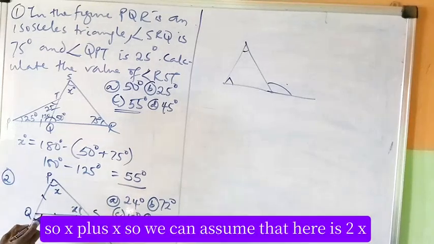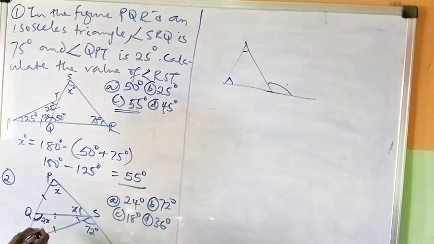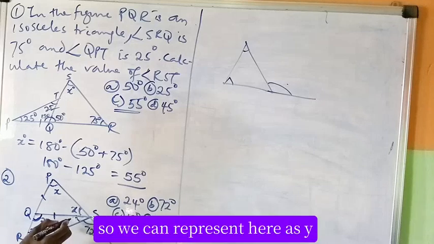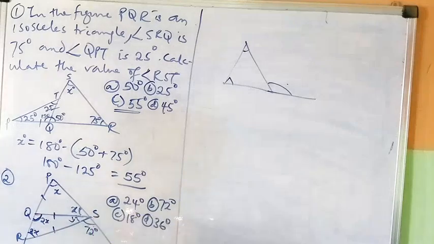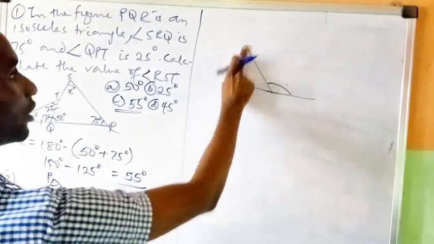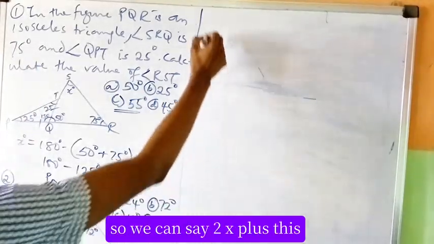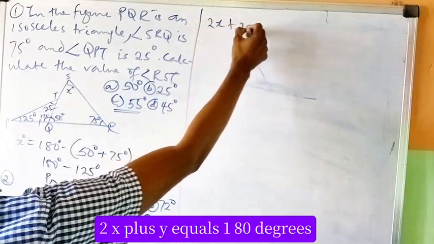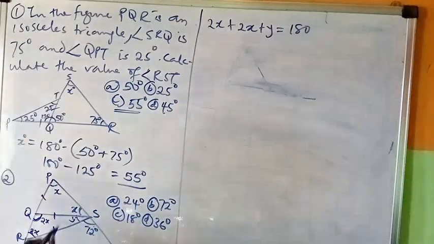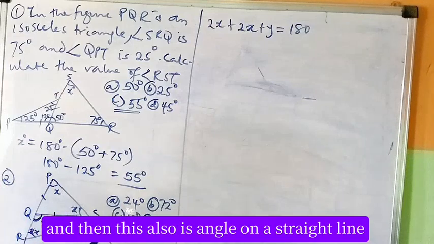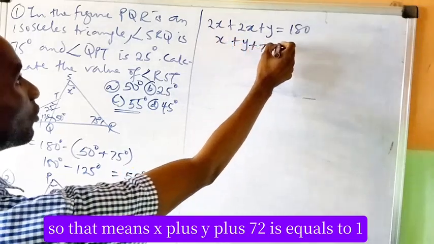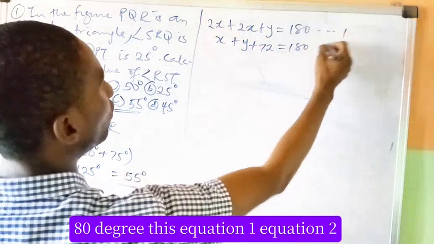Now, the sum of these two will be equal to this external angle. So x plus x, we can assume that here is 2x. Then because this side and this side are equal, if here is 2x, here also is 2x. So we can represent here as y. And you remember that the sum of angles in this triangle is 180 degrees. So we can say 2x plus 2x plus y equals 180 degrees. And this also is angle on a straight line, so that means x plus y plus 72 equals 180 degrees. This is equation 1, equation 2.